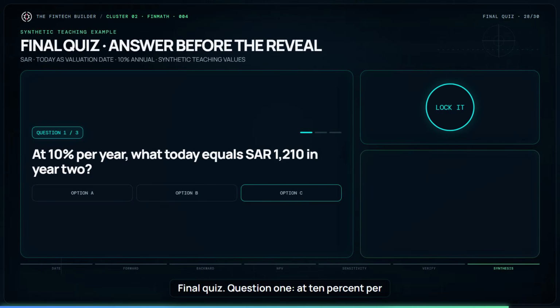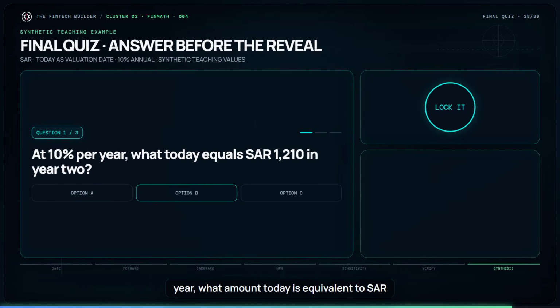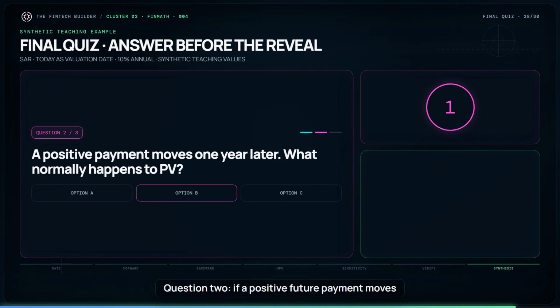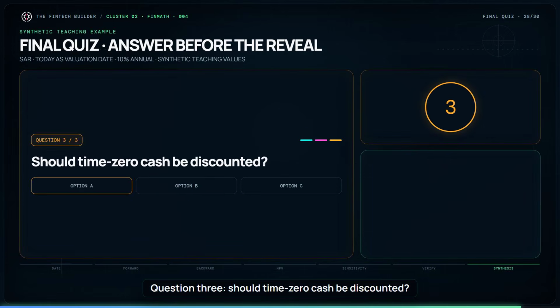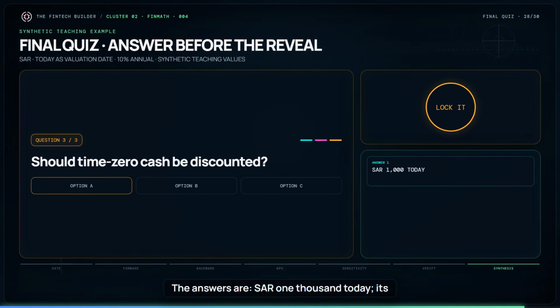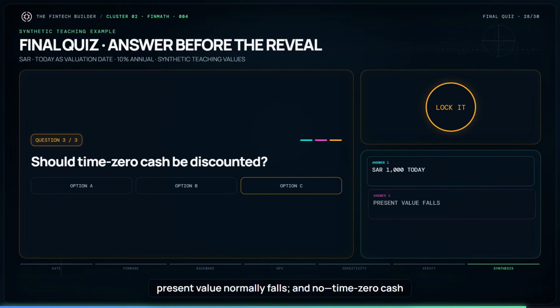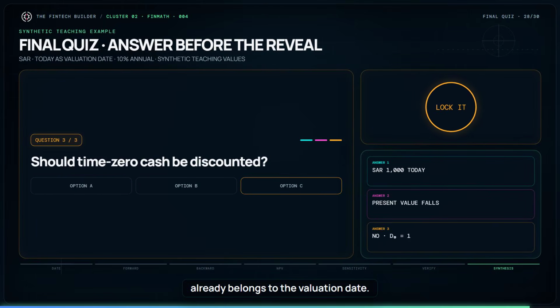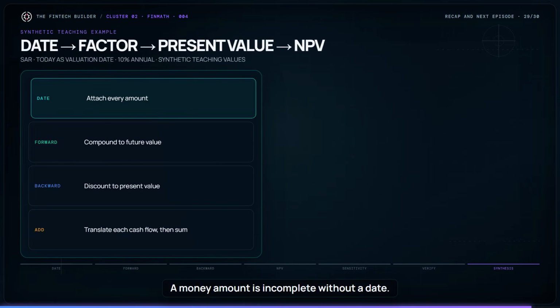Final quiz. Question 1. At 10% per year, what amount today is equivalent to SAR 1,210 in 2 years? Question 2. If a positive future payment moves 1 year later under a positive rate, does its present value normally rise or fall? Question 3. Should time zero cash be discounted? The answers are SAR 1,000 today, its present value normally falls, and no, time zero cash already belongs to the valuation date. A money amount is incomplete without a date.